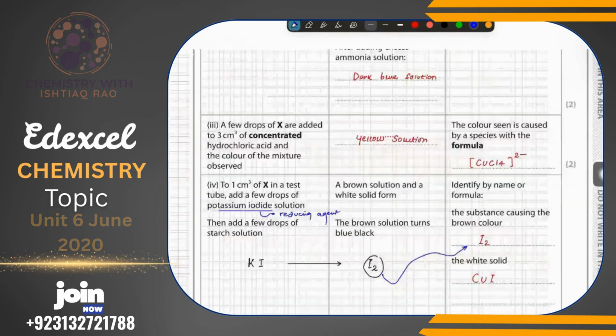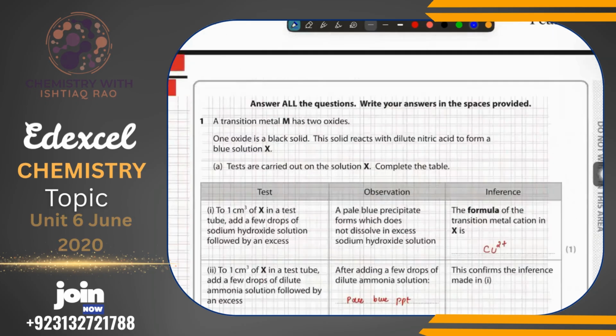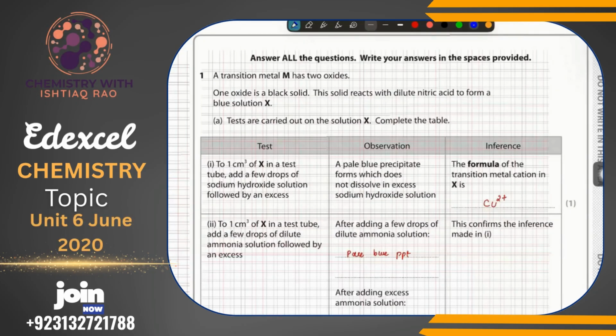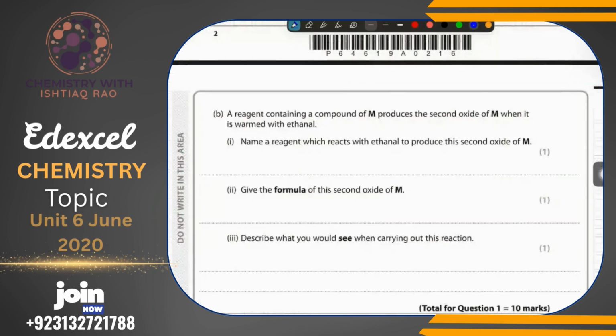What is M? Our transition metal M has two oxides. The one oxide we have solved, and now we are going to work on the second oxide. A reagent containing a compound of M produces the second oxide of M when it is bound with ethanol. So name a reagent which reacts with ethanol to produce this second oxide of M.